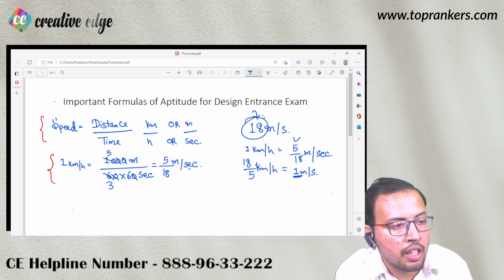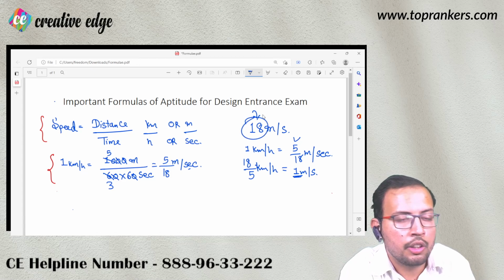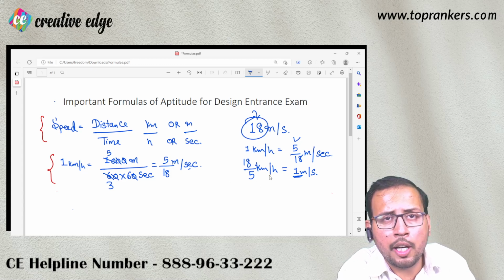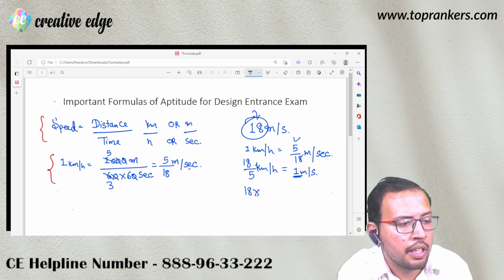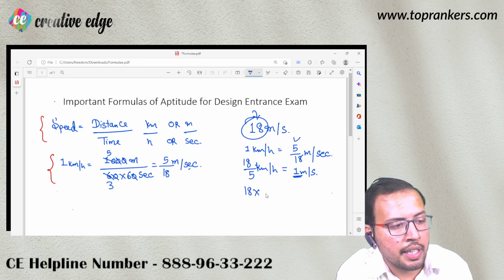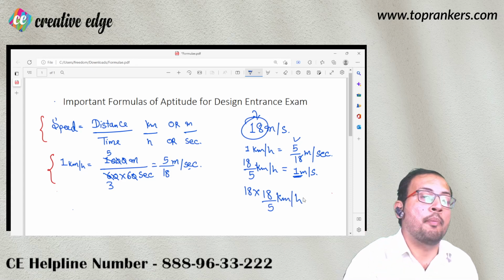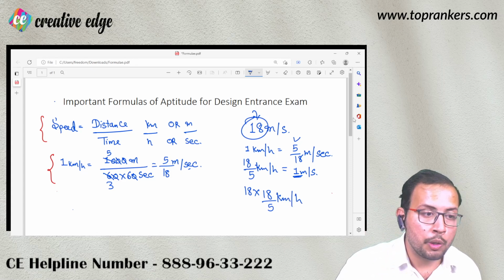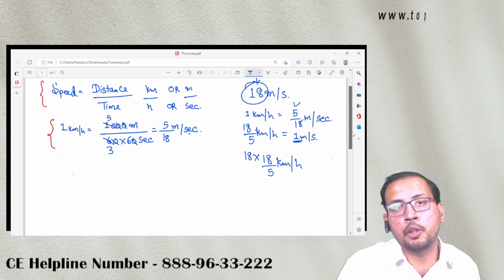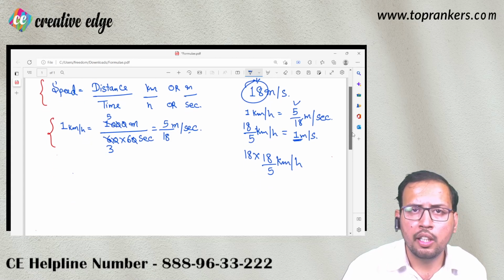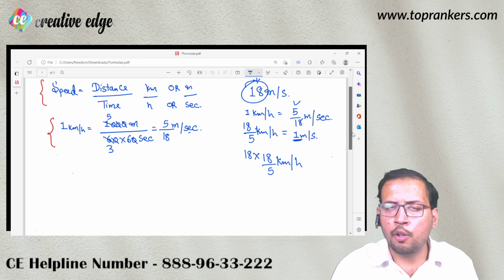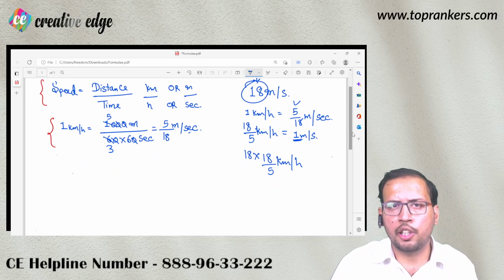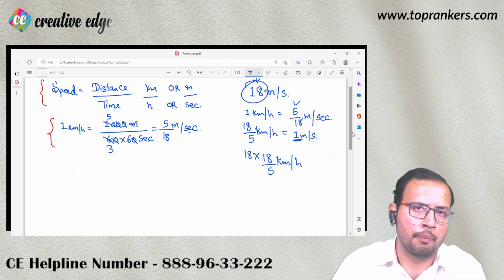हमें क्या चाहिए? हमें तो 18 की वैल्यू चाहिए. So what I'm going to do is let us multiply it by 18 in the next step. तो आपका जो किलोमीटर पर आवर में हो जाएगा वो हो जाएगा 18 into 18 by 5 as it is किलोमीटर पर आवर. सो यहाँ पर 18 into 18, अब यहाँ पर आपको स्क्वायर भी पता होना चाहिए फॉर इजी कैलकुलेशन. However you can calculate 18 into 18, but still I would always recommend you should know square value of squares from 1 to 30 for your design entrance exam.